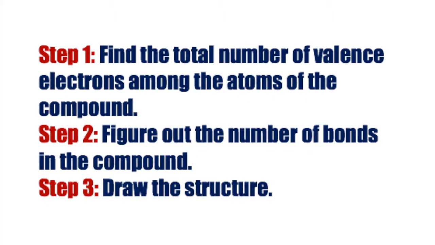So, to figure out the Lewis dot structure for any compound, we need to follow 3 general steps. First, find the total number of valence electrons among the atoms of the compound. Second, figure out the number of bonds in the compound. And third, use this information to draw out the structure. Simple. Let's go through a couple of examples to help you understand this better.